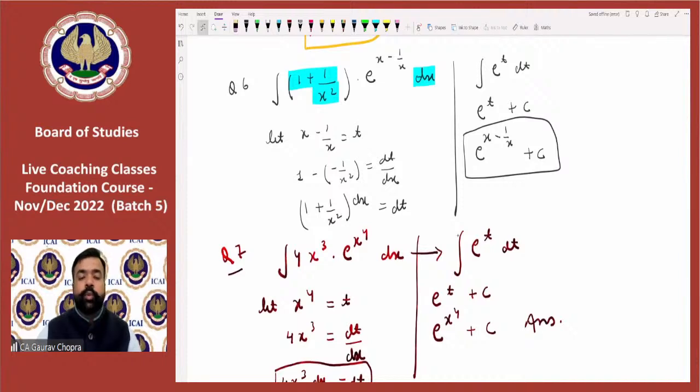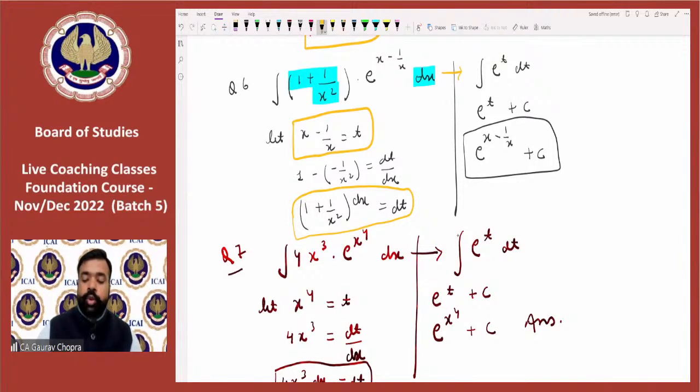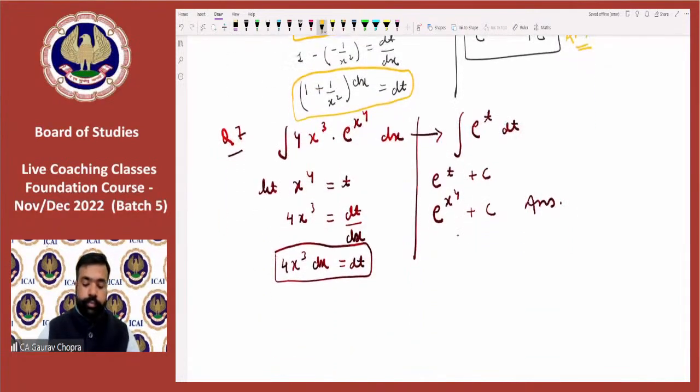And in the sixth one, this was substitution method, which we did in previous session. So if you have not attended the previous session, you must attend that. After that, you will be able to solve this question easily. So here what we have taken, x minus 1 upon x, we have taken as t. Then differentiating both sides, we are getting 1 plus 1 by x squared dx is equal to dt. And we have applied this. So we got e to the power of t integration, and this becomes the final answer. All right.